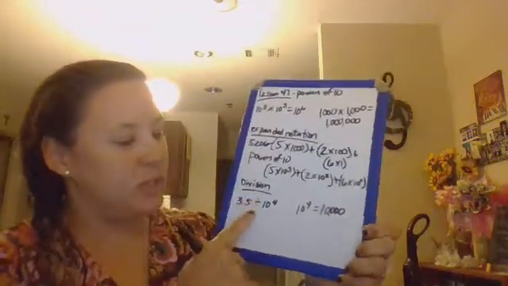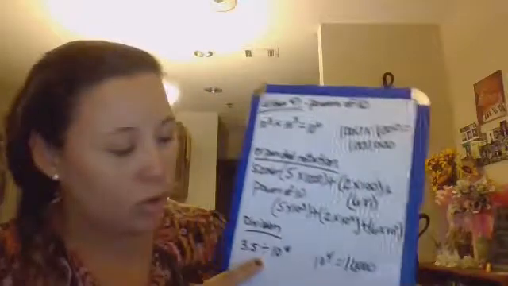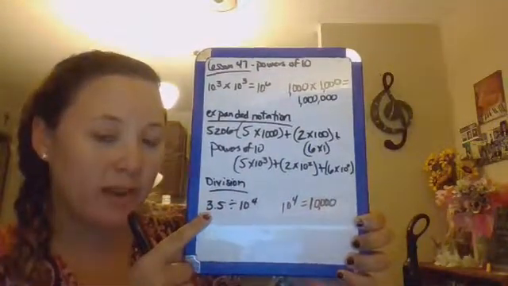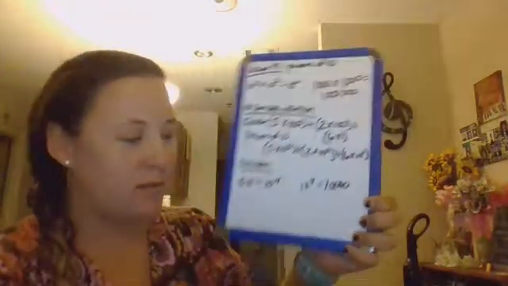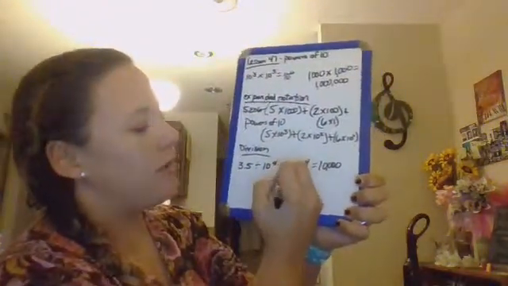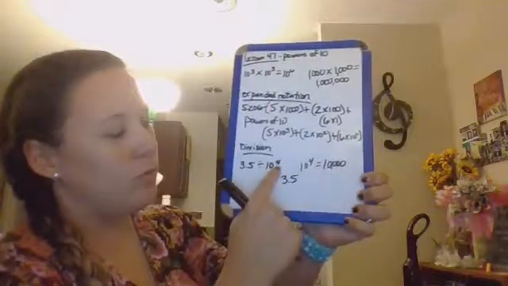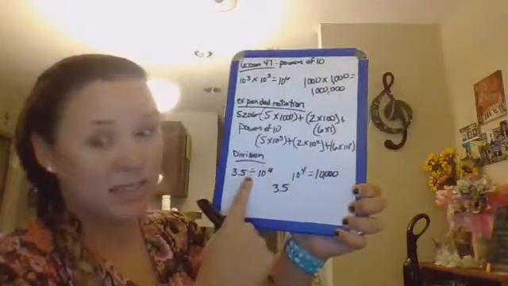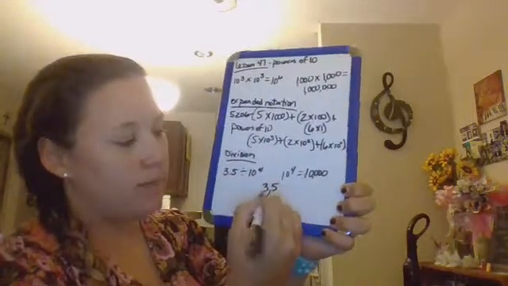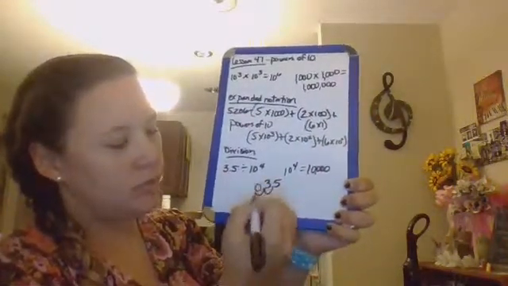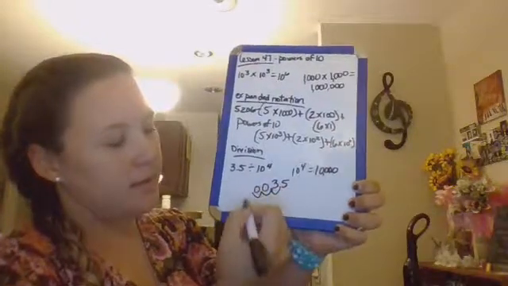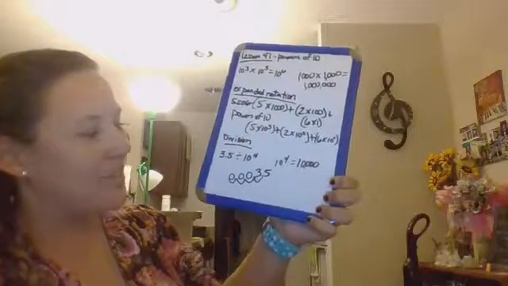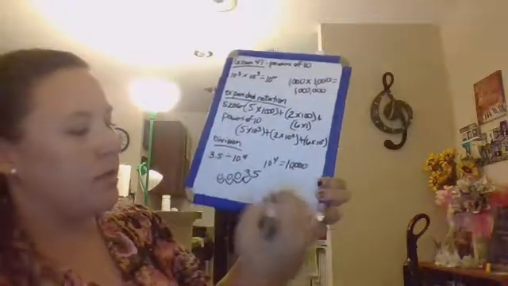And because it's division, we're going to move the decimal to the left because this number is going to get smaller if we divide it. If we multiply it, it would go to the right. So I have 3.5. And I need to move the decimal over 4 places to the left because we're dividing, so it's going to get smaller. So I move it 1, 2, 3, 4.